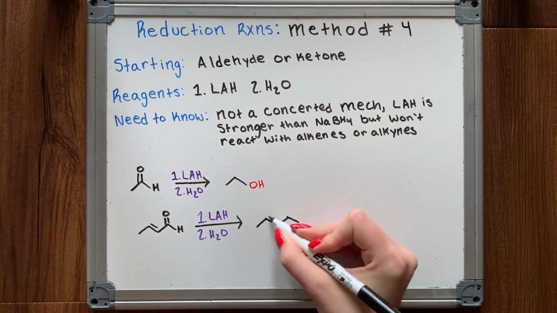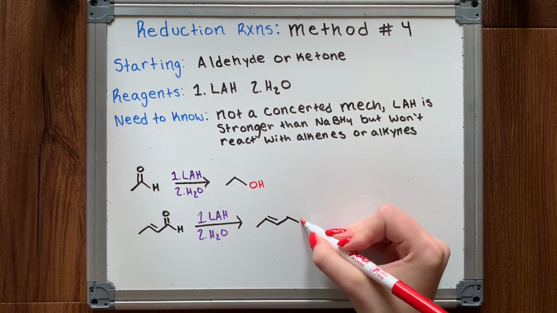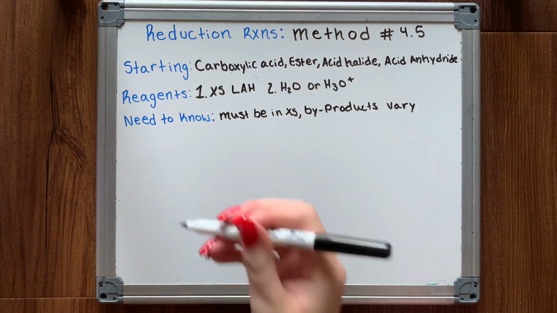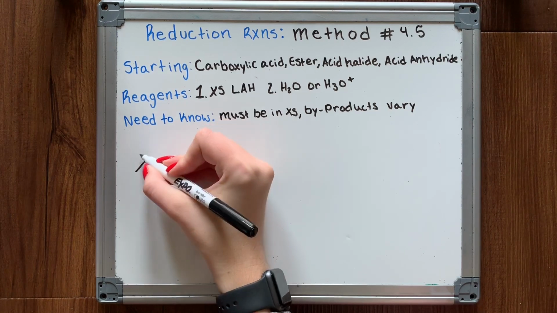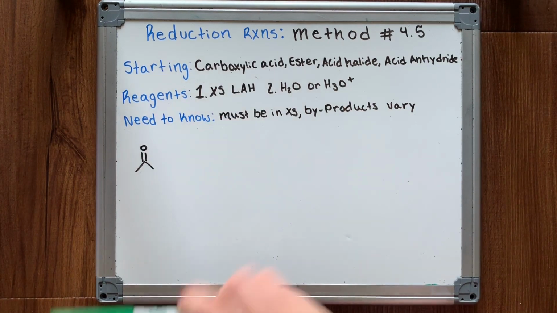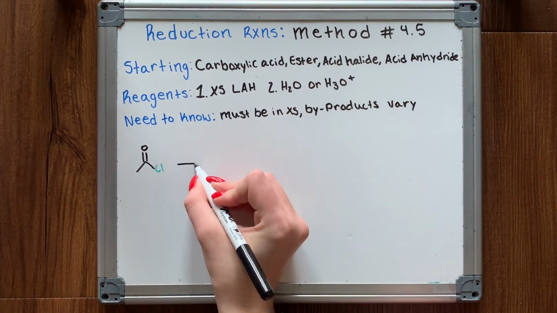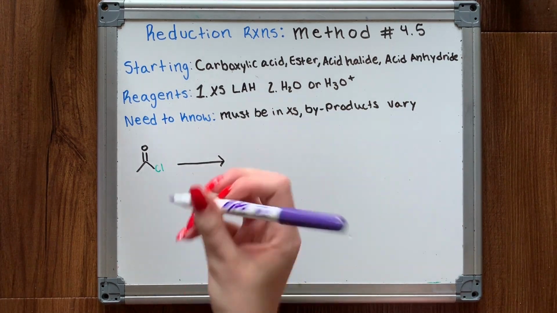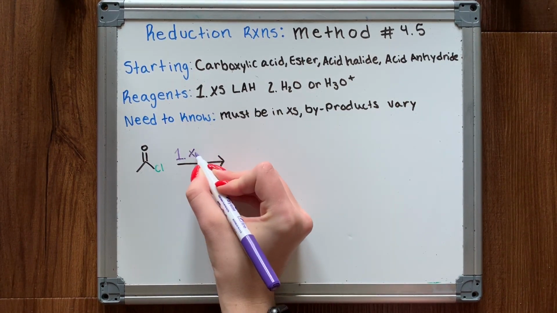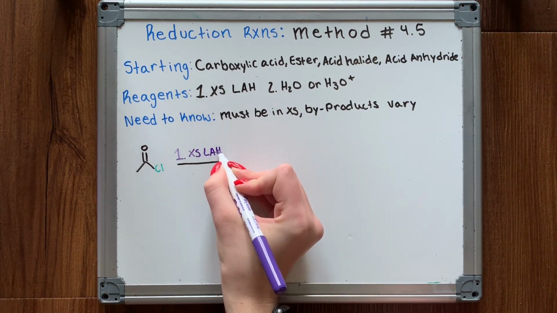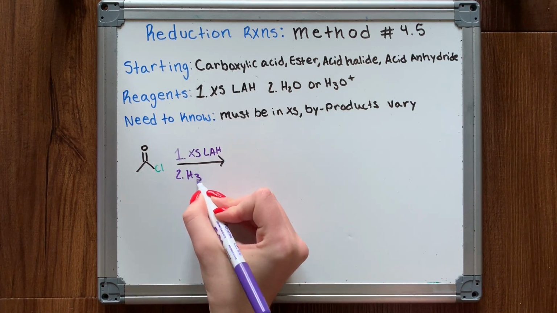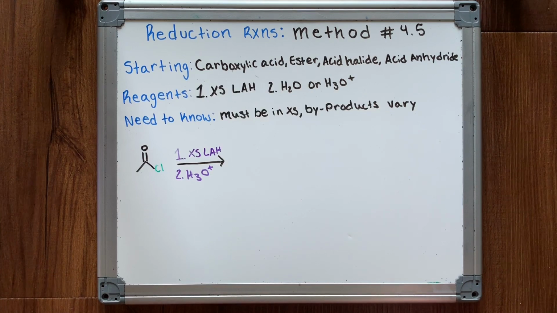Method 4.5 has a bunch of additional starting products that you can use, and the reason it's not its own method, in my opinion, is because the only major difference is that this must happen in the presence of excess lithium aluminum hydride. Otherwise, the reaction will not occur.